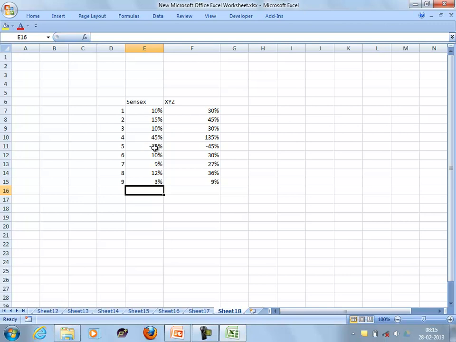Now, looking at these numbers, what do you feel? Which one is more risky? Is it the Sensex which is more risky or XYZ is more risky? XYZ, because XYZ is showing a substantial amount of variability.